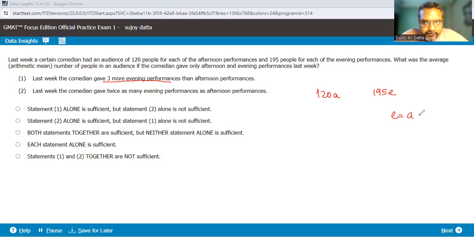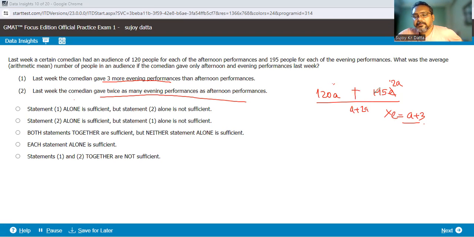You have got E is A plus 3. That's not enough, right? Because it would be an expression then. For example, it could have been 4 and 1, we will be dividing by 5. It could have been 2 and 5, then you'll be dividing the total by 7. So not sufficient. You gave twice as many evening as afternoon. So E is 2A. So when you multiply and divide it by A plus 2A, the A will cancel out because everything is a multiple of A and you will get an answer. So statement 2 is sufficient, not 1.